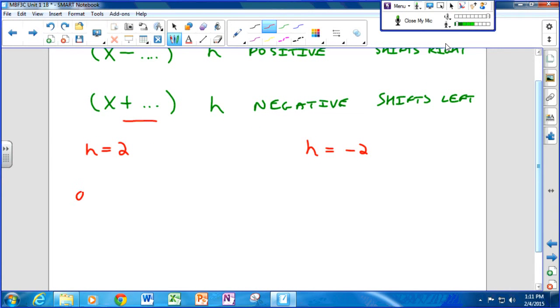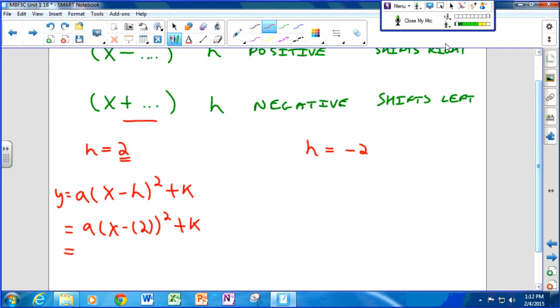If we have a standard form y equals a times x minus h squared plus k. We have that standard form. So over here, we're going to replace h with 2. So minus, and I'm going to put the 2 in brackets, squared plus k. And so when we simplify that, we have x negative.